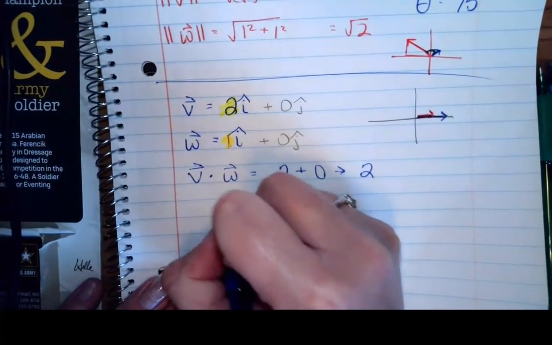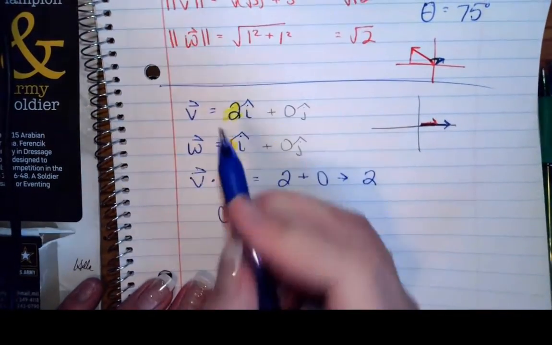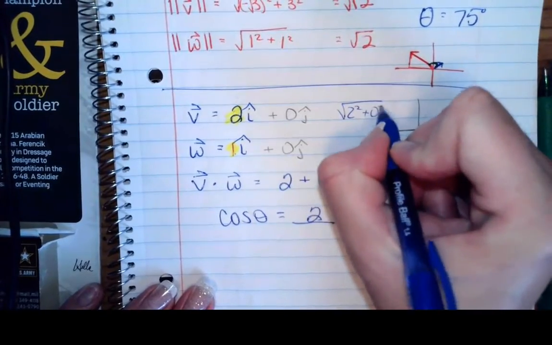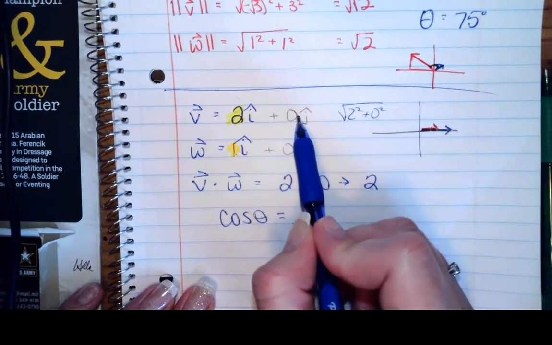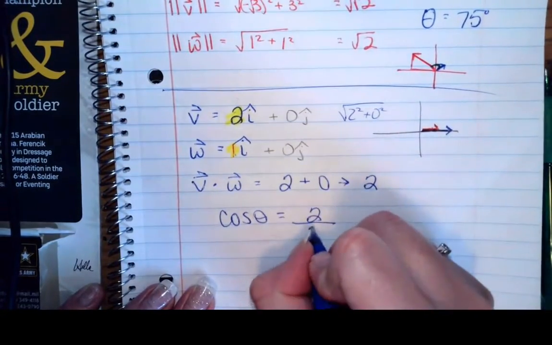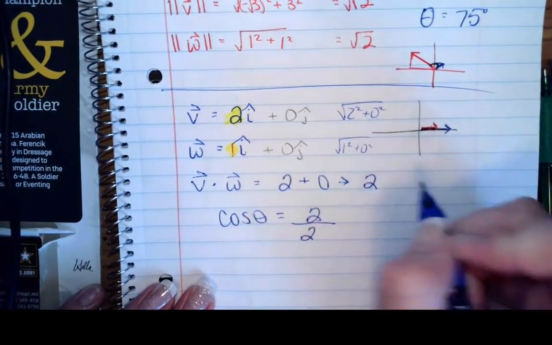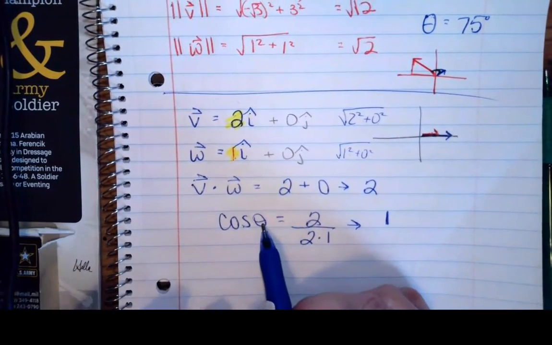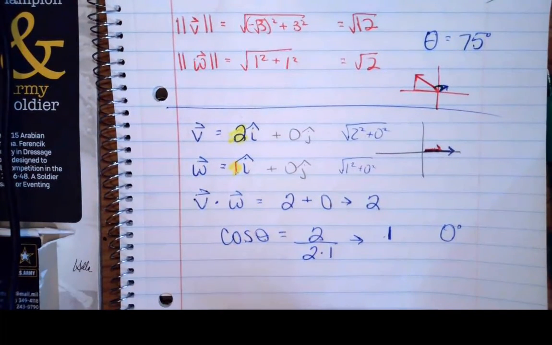So I've got the cosine, I already did the dot product, of the dot product over the magnitude. So what's the magnitude of V? Well, it's going to be the square root of your horizontal squared plus your vertical squared. So the square root of 4 is 2. And then the magnitude of W is the square root of 1 squared plus 0 squared, which is 1. So this results in an answer of 1. Where does cosine have a ratio of 1? That happens at 0 degrees.